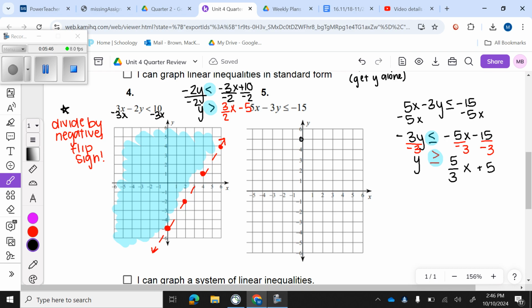All right, so my y-intercept is 5. My slope is 5 over 3. I can't go up 5 and be off the graph. So I'm going to go down 5, left 3, okay, because this line will still be increasing. Because there's a line underneath it, I'm going to have a solid line. And now I have to decide, am I shading above or below? Well, this says y is greater than, so I'm going to shade above.